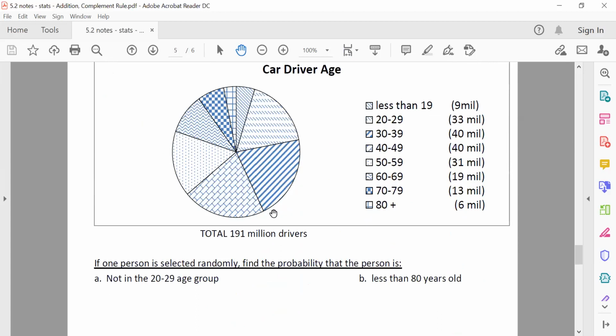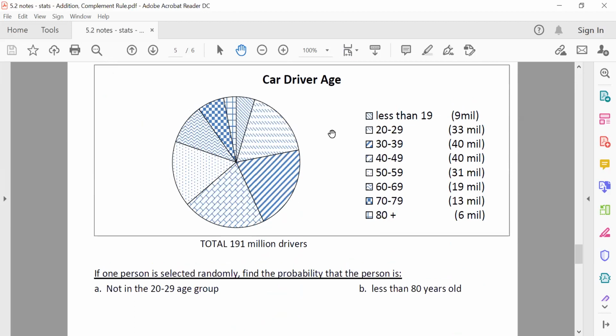So let's say we have a cute little pie chart here. This is the number of people in America in certain age groups who are drivers. They have driver's licenses and they drive. The group of people that are less than 19 years old would be right here, this slice. The group of people in their 20s would be this slice. In their 30s would be this slice. 40s, this slice. 50s, 60s, 70s, and 80 or older.